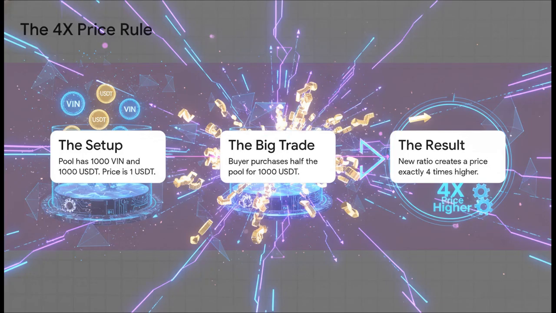So what's the result? The new pool ratio becomes 500 VIN to 2,000 USDT. If you divide 2,000 by 500, the new price is exactly 4 USDT per VIN. Just by purchasing exactly half of the available base tokens, the asset's price dynamically surges exactly 4 times higher. For anyone trading, this highlights absolutely why liquidity depth is so crucial to avoid taking a massive hit on slippage.